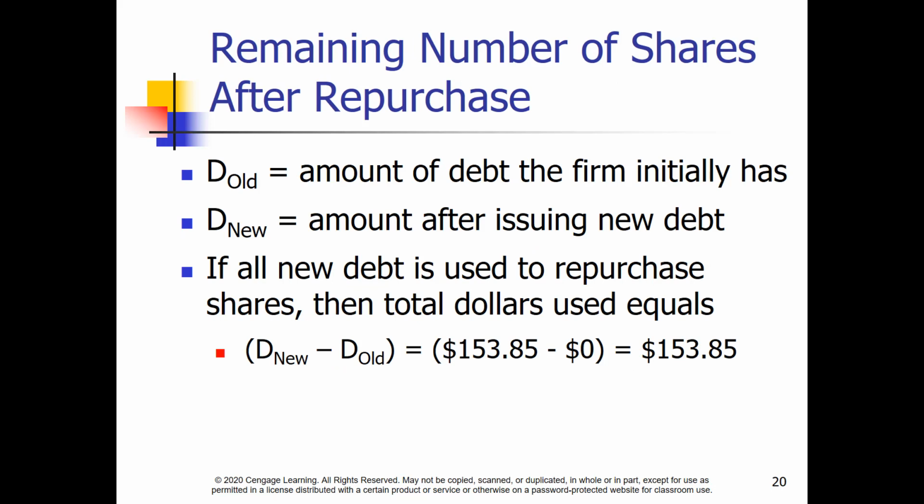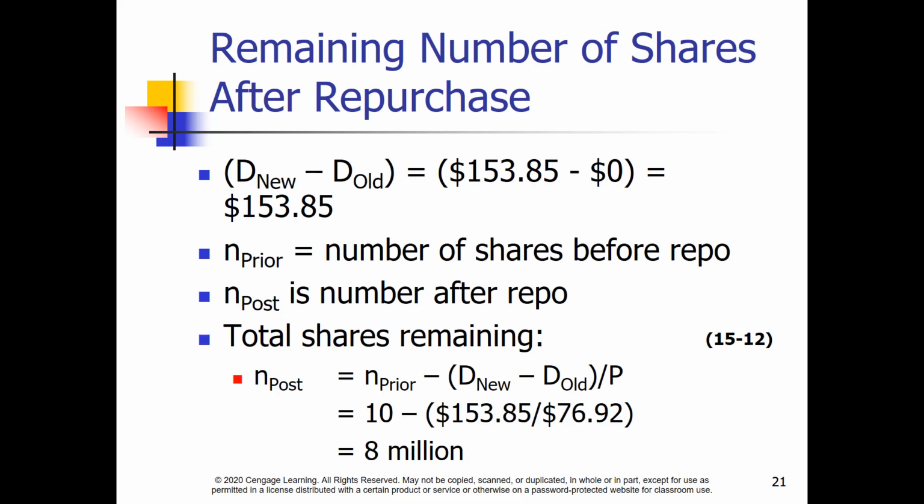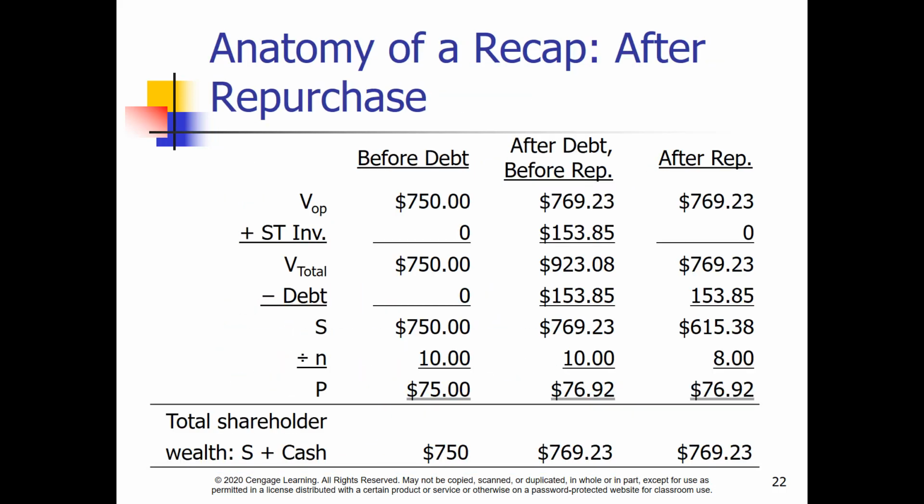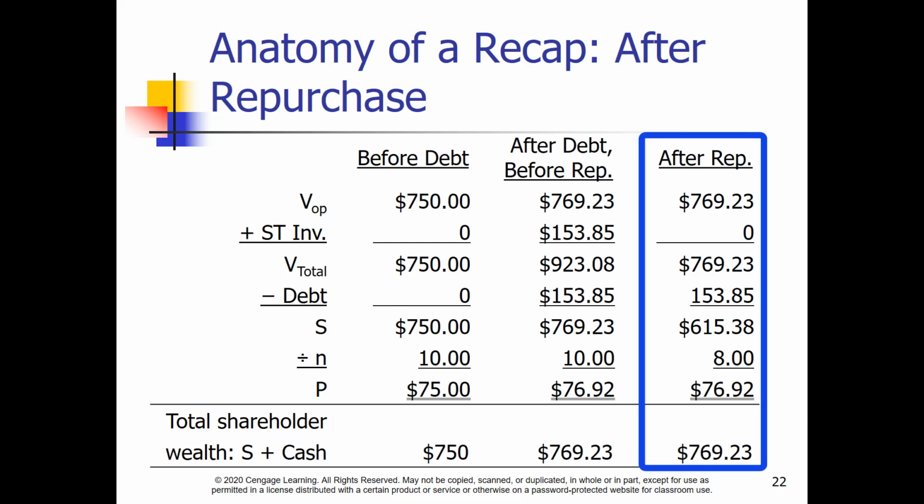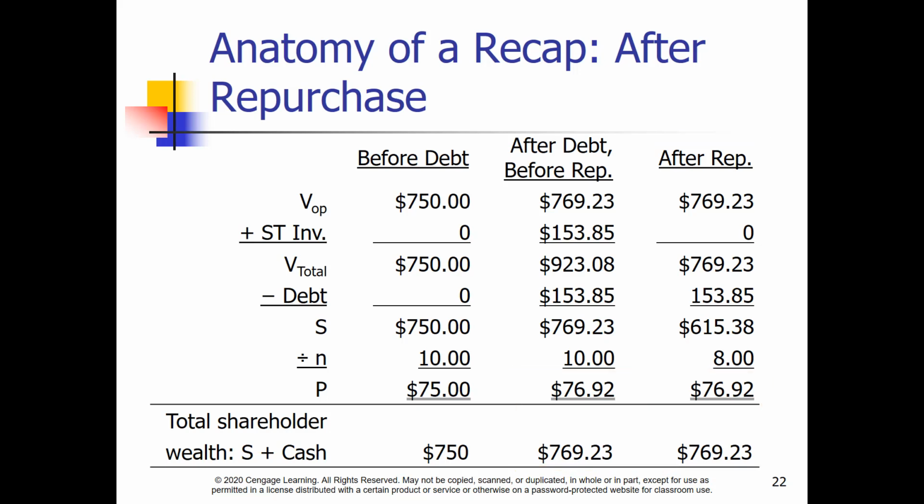We need to find out how many shares we'll repurchase with the proceeds of the debt issue. Since we had no old debt and all the new debt will be used in the repurchase, these calculations are pretty straightforward. We'll use the full 153.85 to repurchase stock. Using the full amount of the debt divided by the current stock price, this will leave us with 8 million shares outstanding. And this is the final result of the recapitalization. Debt was issued and stock repurchased with the proceeds. Note that the stock price and total shareholder wealth remain at their elevated levels after the recapitalization.